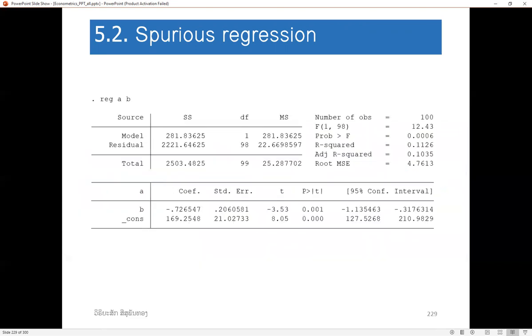However, if we try to do some regression, and I regress A on B, we will see that the t-statistic is statistically significant at 1%, even though they don't have any element of each other. So if we regress random walk variables, we seemingly get a statistically significant result. This problem we call spurious regression.